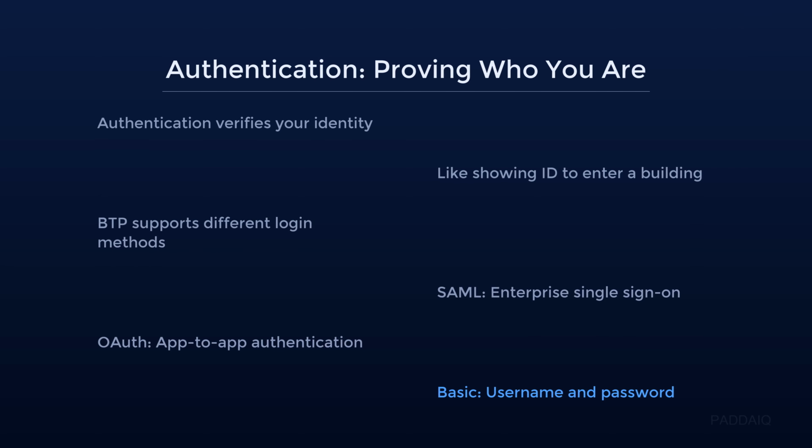Basic username and password. This method verifies your identity using a unique username paired with a secret password. For instance, logging into your email account requires you to enter both your username and password to prove it is really you. This is the most common and straightforward way to confirm who you are in digital systems.